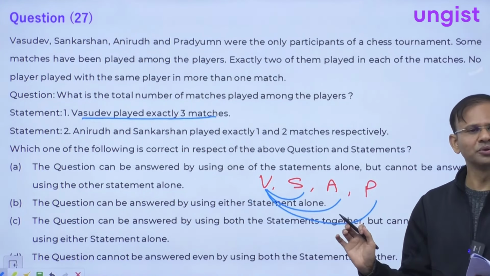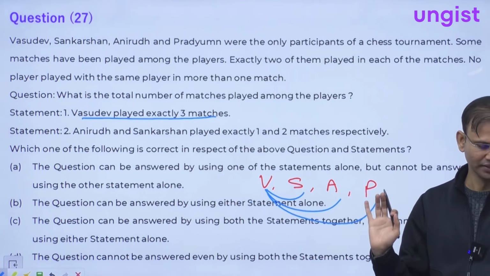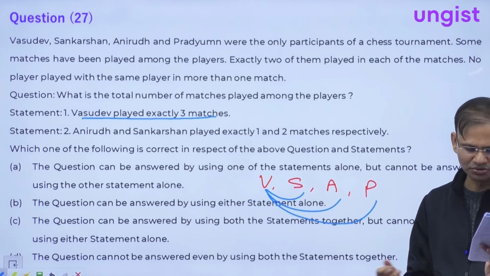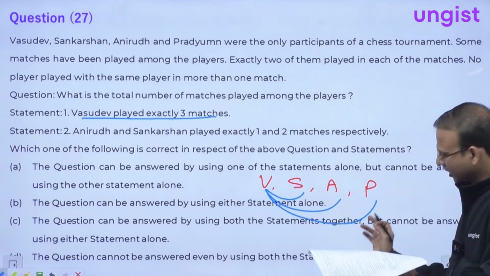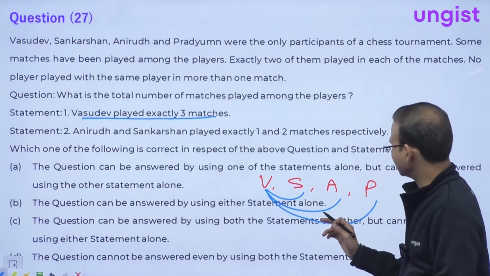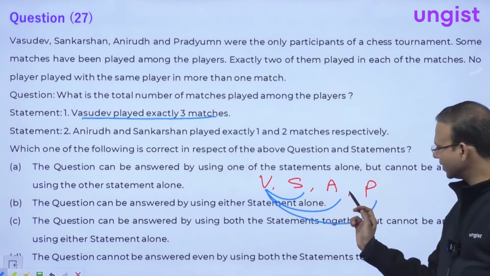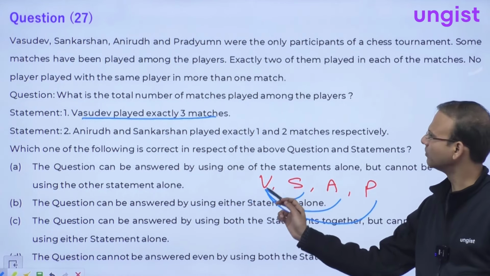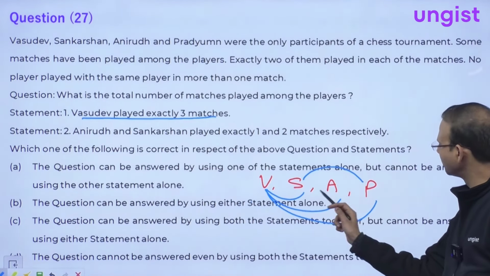Because from the first statement alone, you can't answer the question. In the entire tournament, how many matches were played? We don't know. From the second statement alone, Anirudh and Shankaran played exactly one and two matches. Alone that also will not work, we have to club both. So when we are clubbing them, Anirudh played exactly one match and Shankaran played exactly two matches. If Anirudh is playing exactly one match, it means Anirudh played with Vasudevan. Shankaran is playing two matches, so Shankaran must be playing with Pradyumna.